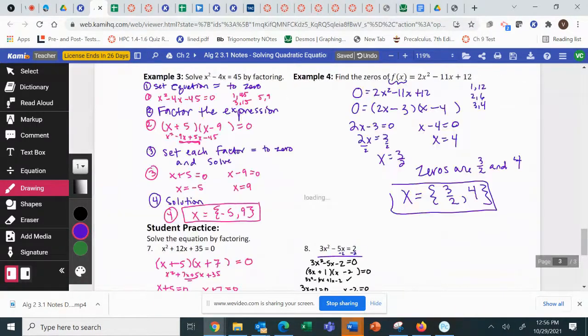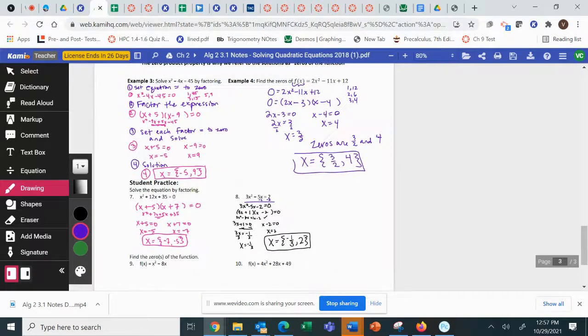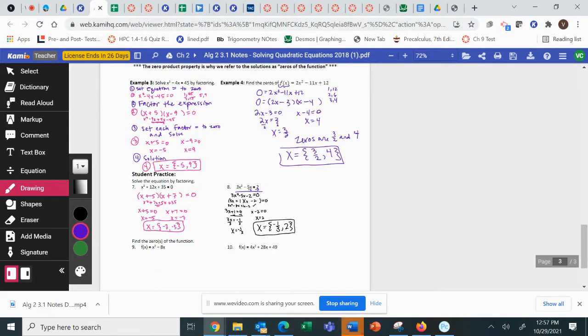Okay, so we have 2 more, and I'm going to have you do those from scratch. They're all solve it by factoring, but these say find the zeros. So you get to put the zeros in first. Okay, I'm going to walk around, and then that's all of our notes for today.